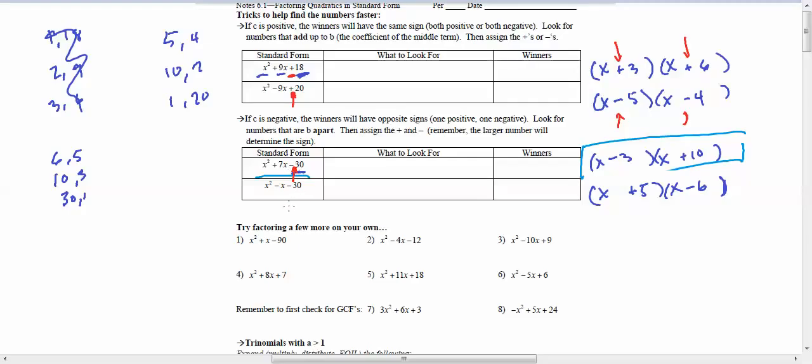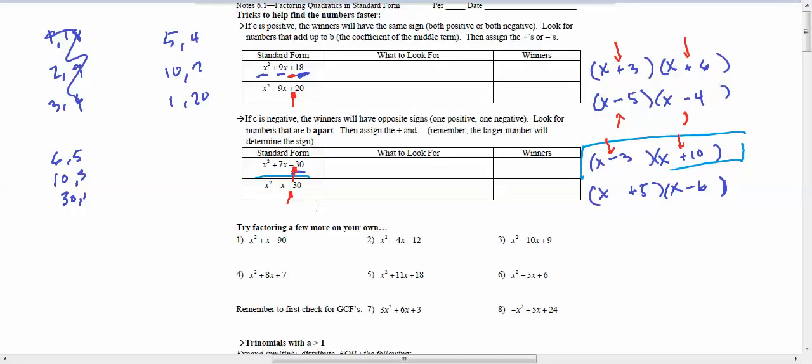This number right here is a negative. That actually tells me something. Look at what you have over here. Can you tell me what it tells you? If there's a negative number over here in the third term, that tells me that I'm dealing with a plus minus or minus plus situation. They're going to be opposites of each other, because you need one negative times one positive to make a negative number. Does that make sense?